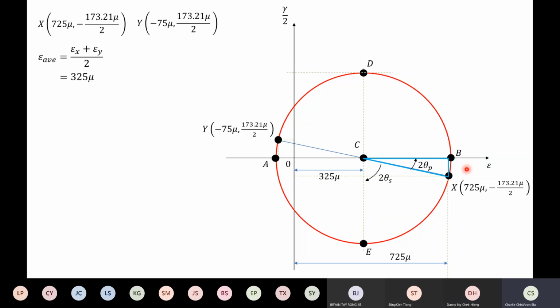Okay, so I repeat again. From here, just now for the theta s, the slide for the theta p and theta s.